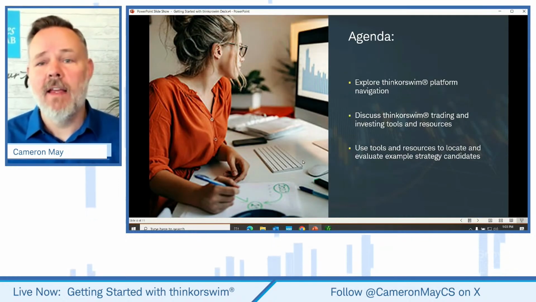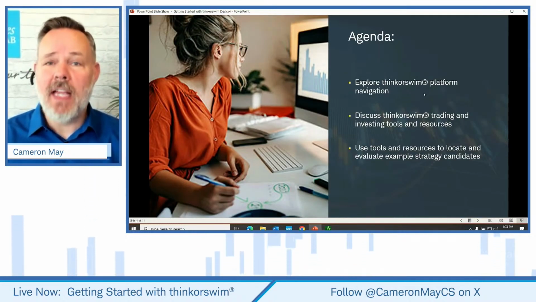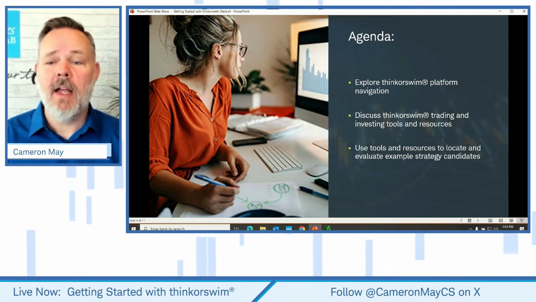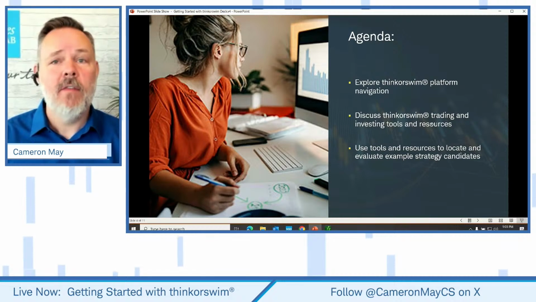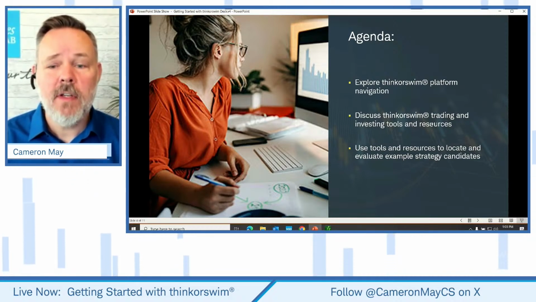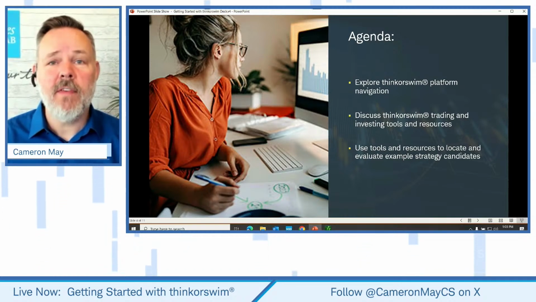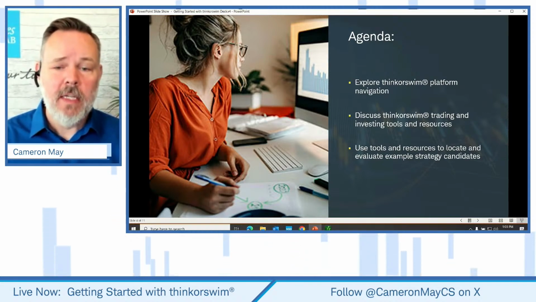But for today, the agenda includes exploring the navigation of the Analyze tab, the Risk Profile tool. We're going to be talking about resources for particularly options traders on that tool. And we're going to be really focusing on evaluating example strategy candidates. That's what the tool is designed to help us do.